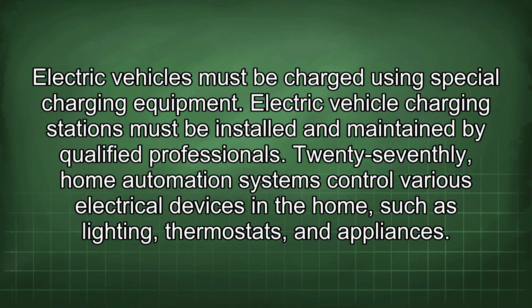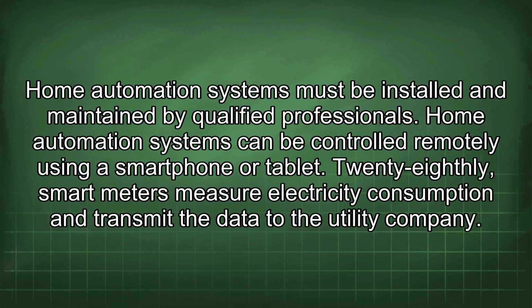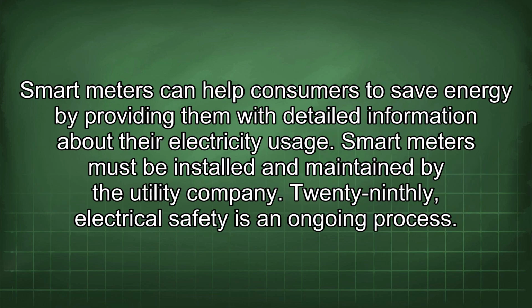Twenty-seventh, home automation systems control various electrical devices in the home, such as lighting, thermostats, and appliances. Home automation systems must be installed and maintained by qualified professionals. Home automation systems can be controlled remotely using a smartphone or tablet. Twenty-eighth, smart meters measure electricity consumption and transmit the data to the utility company. Smart meters can help consumers to save energy by providing them with detailed information about their electricity usage. Smart meters must be installed and maintained by the utility company.